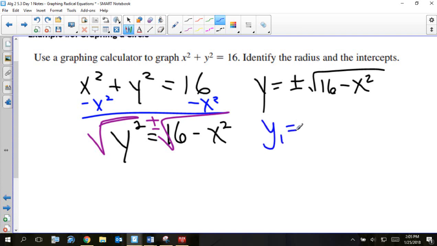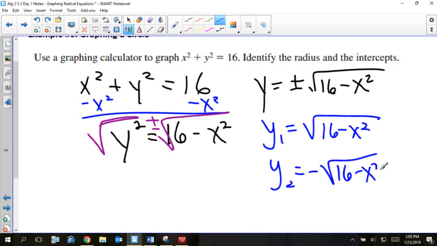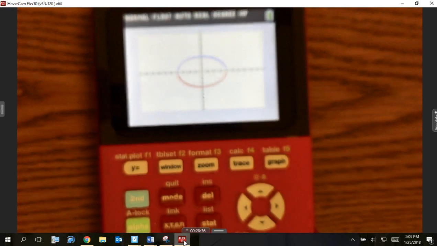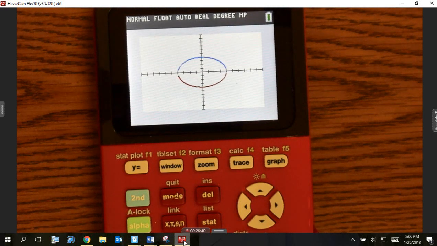So we're just going to type in our y1 as square root 16 minus x squared, and our y2 as negative square root 16 minus x squared. So go ahead and type that in. I know what your next question is, but go ahead and type that in. That is your next question, I know. We could figure out why it looks like that. It's not wrong. We need to figure out why it looks like that. Here's mine. Anybody having trouble getting it before I go on?